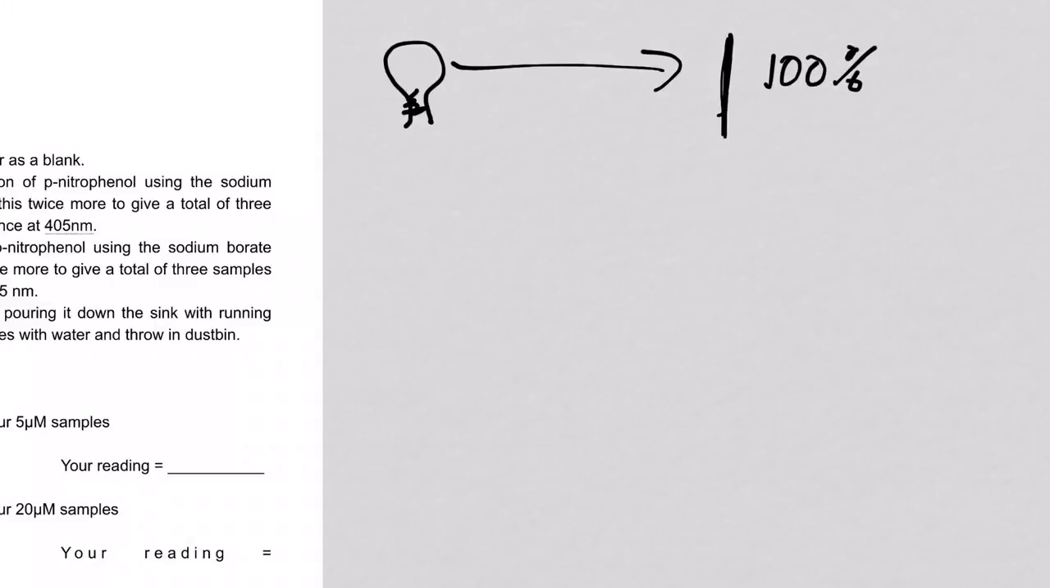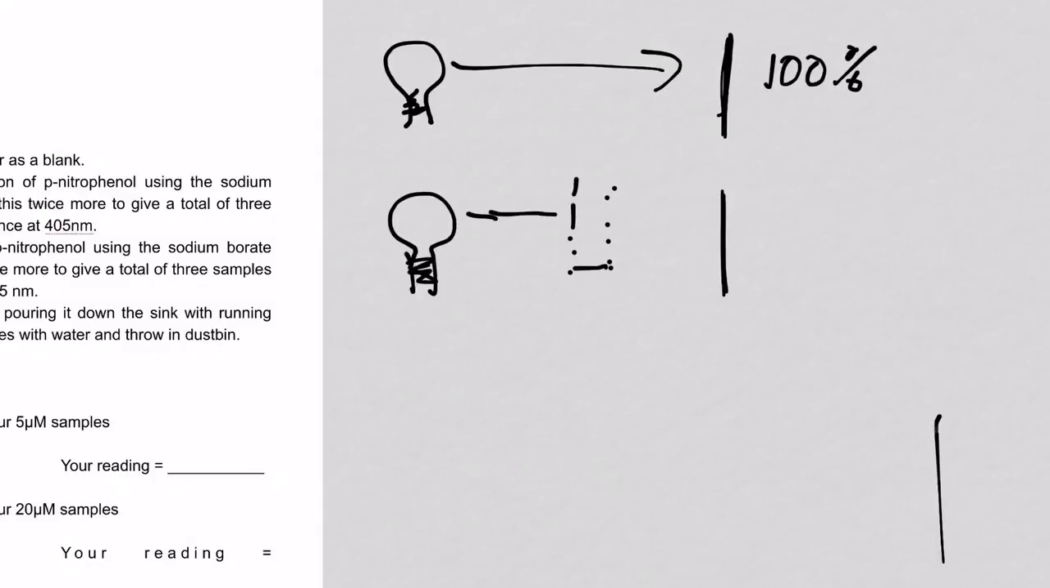Now, if we do the same thing, light bulb, photodetector, but we put something in here that absorbs the light. Less light goes through, and the photodetector detects, let's say, 50%.